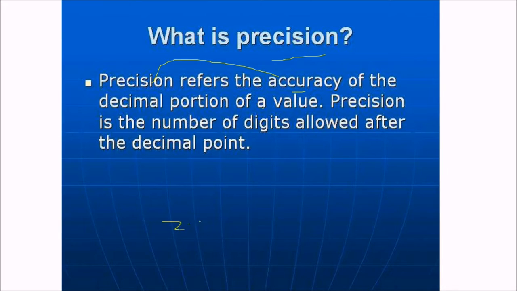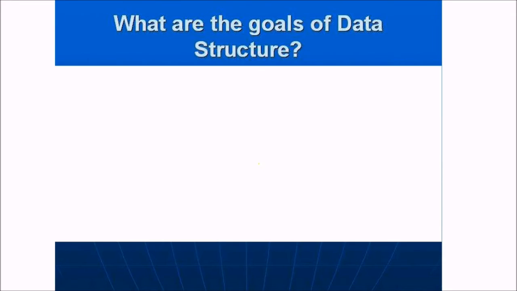If you say 2.6, then the precision is 1. If you say 2.61, the precision goes to 2, and likewise add 2, precision is 3.